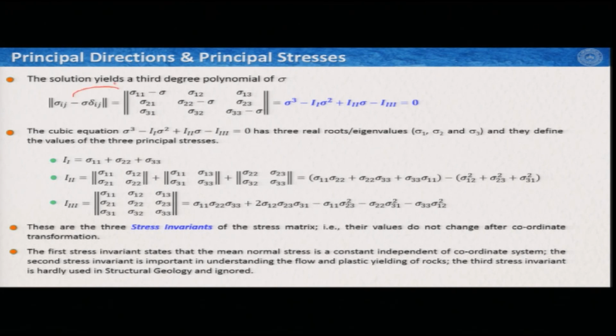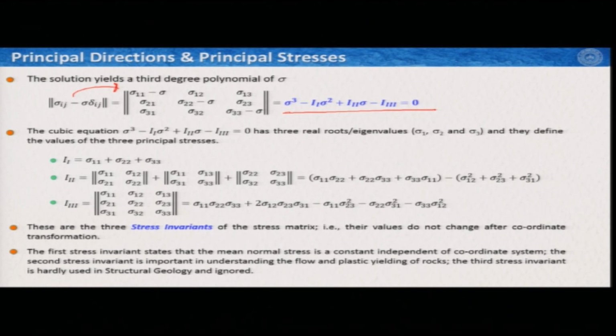Now, if you do that, this equation, if you expand it in matrix form, would come to this. I recommend that you try to solve it. If you know how to get the determinant of a 3 cross 3 matrix, then you will arrive at a third degree polynomial, or a cubic equation, like this.